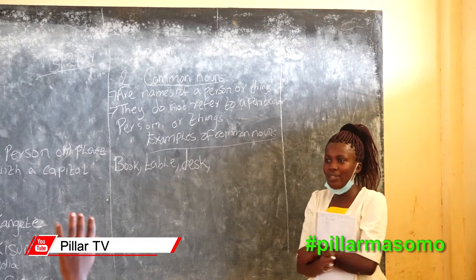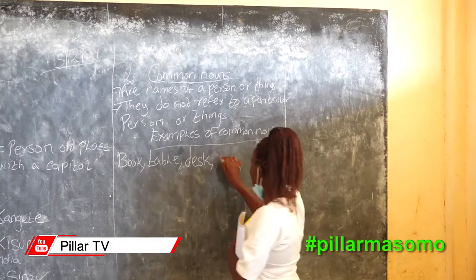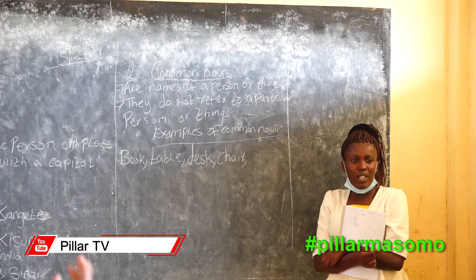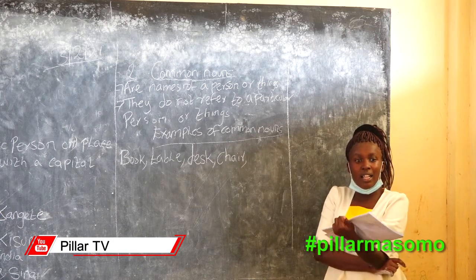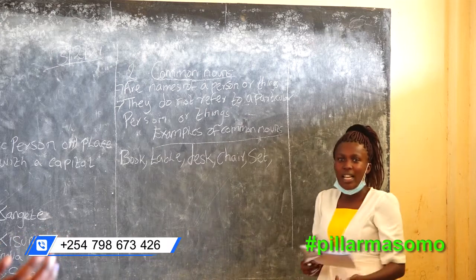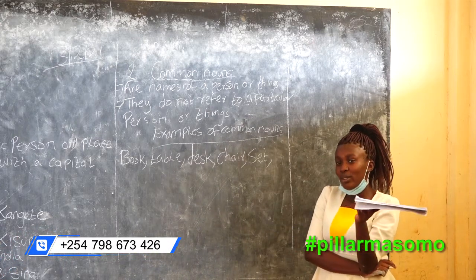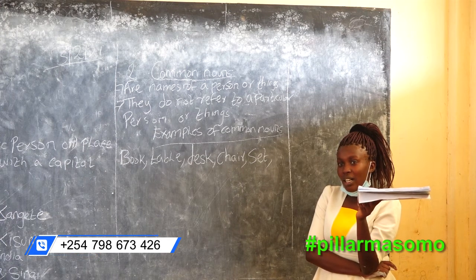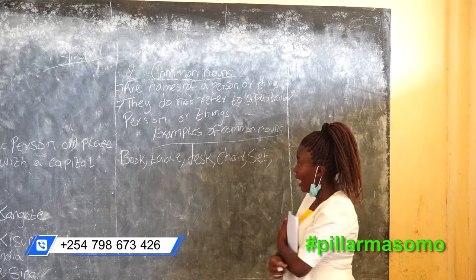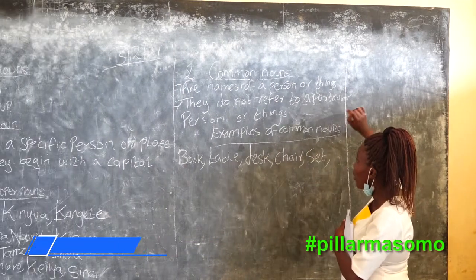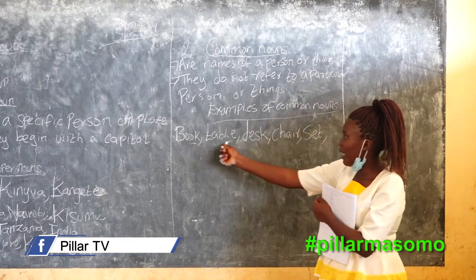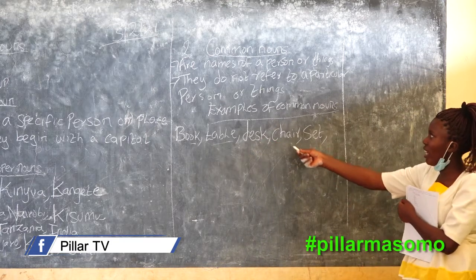Another example, Ivy. A chair. Chair is a common noun. Another example, Joy. Set. Another example, Eric. I can't hear you. Water. Rocker. Pen. There are many other examples, okay? So these are examples of common nouns: a book, a table, a desk, a chair, and a set.